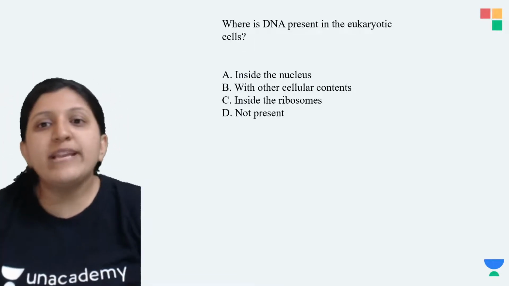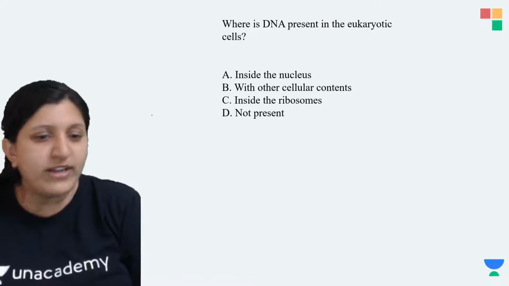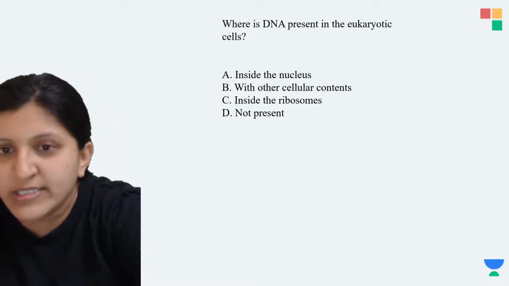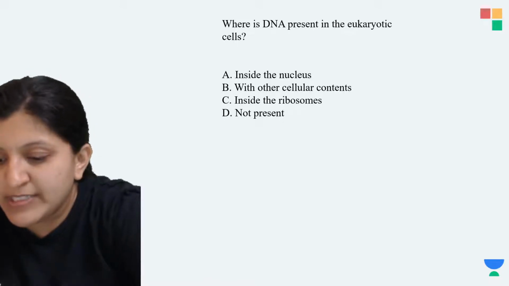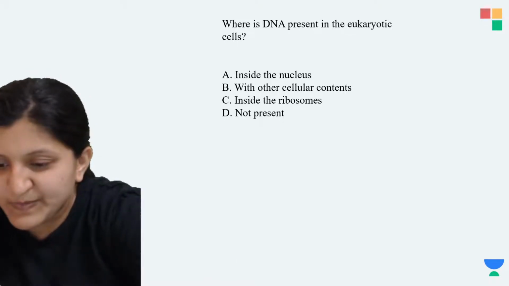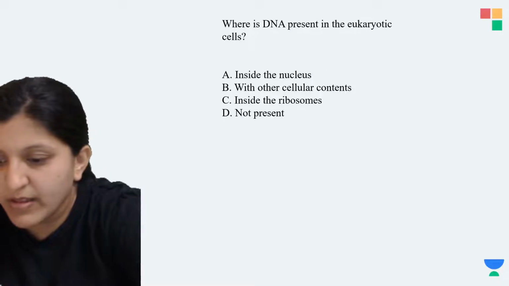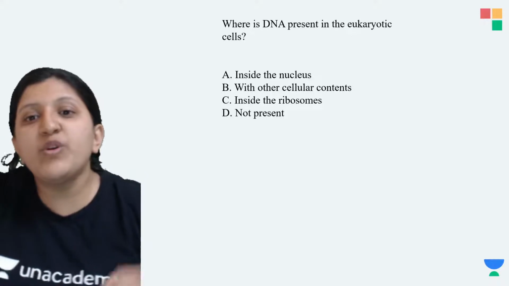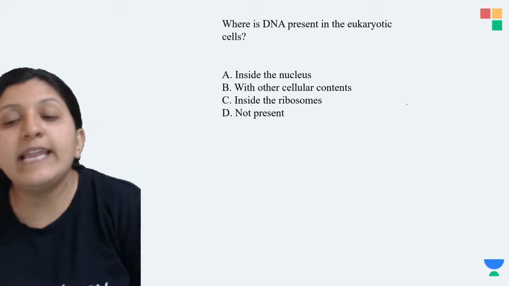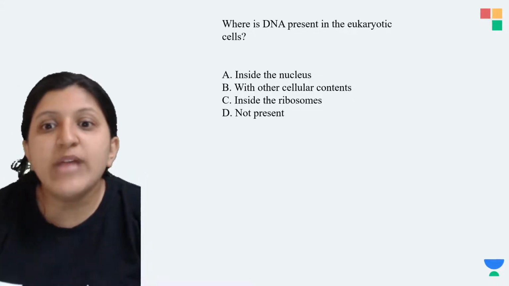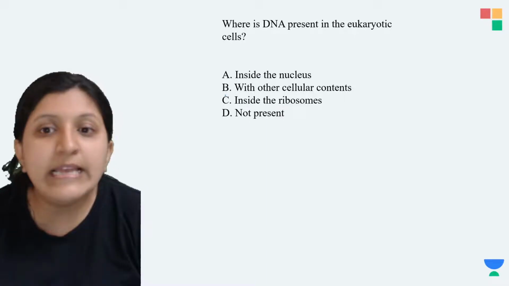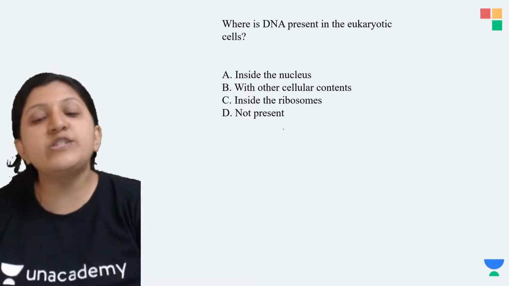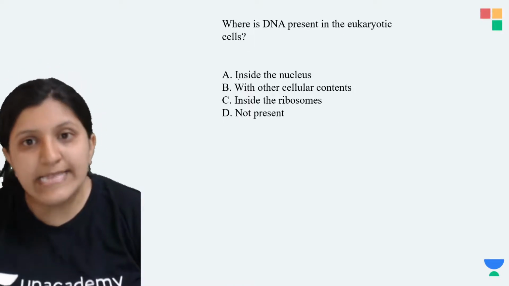Now, where is DNA present in the eukaryotic cell? Anybody? Where do you find DNA in a eukaryotic cell? No idea? The DNA in the eukaryotic cell is inside the nucleus. Alright, so one second. You can find it inside the nucleus.